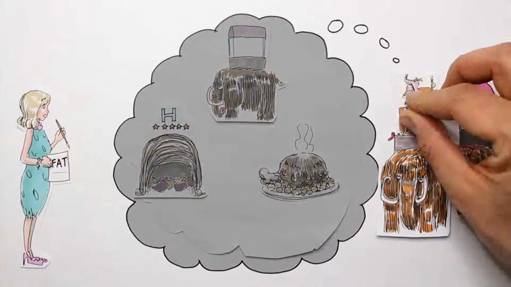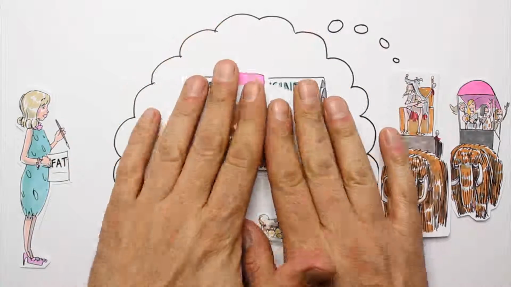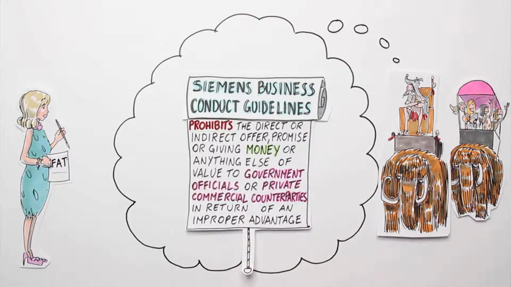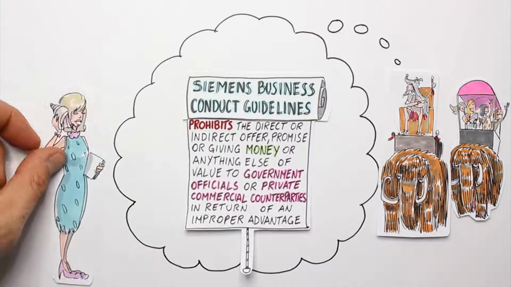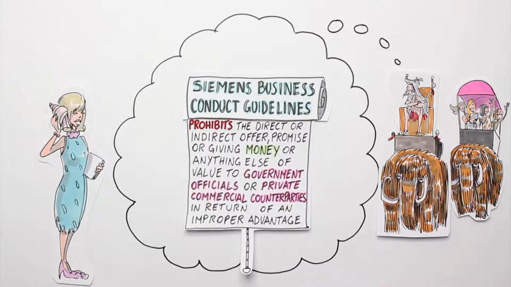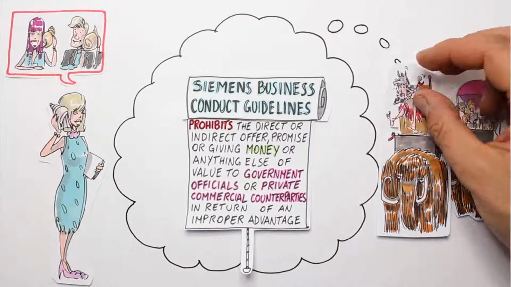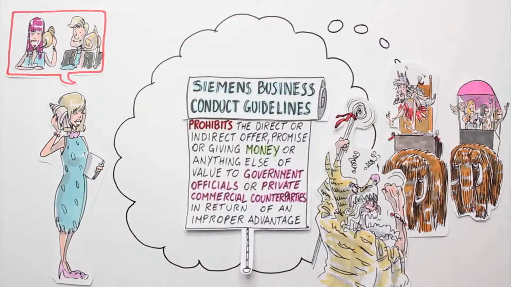Bribery is illegal, and Siemens Business Conduct Guidelines prohibit the direct or indirect offer, promise or giving of money or anything else of value to government officials or private commercial counterparties in return for an improper advantage. If a customer will only give his approval in return for favors or gifts, consider escalating the matter to the customer's managing director or higher, in alignment with your general counsel and compliance officer.